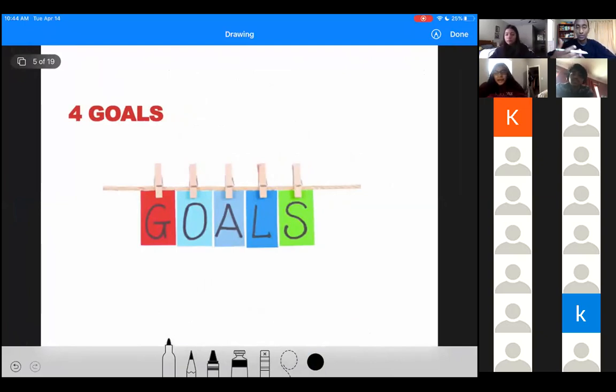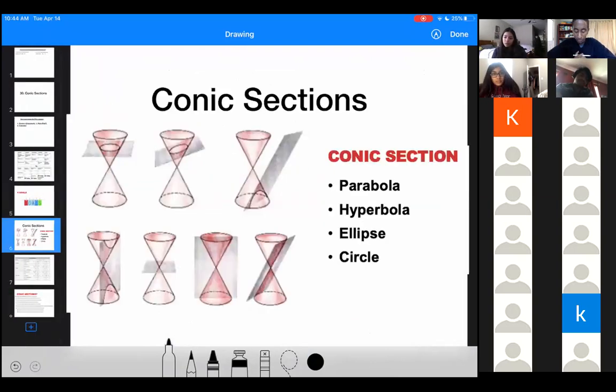As always, we say our 4 goals, even though it's virtual. We will learn math, build character, never give up, ask why. All right. So let's jump into it.